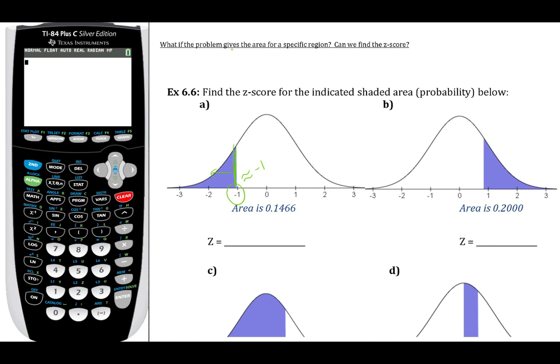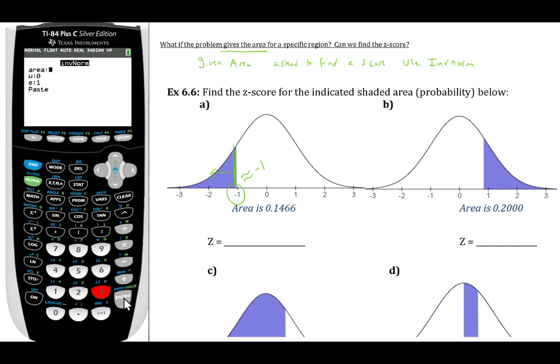So if we are given an area and asked to find a score, in this case a z-score, we're going to use the inverse norm function in the calculator. To get to that function, we're going to use 2nd VARS. In this case, I'm going to use number 3. Now, all my calculator is going to ask me is, what is the area? I'll show the steps for using the TI-83 or the older display TI-84 in a minute.